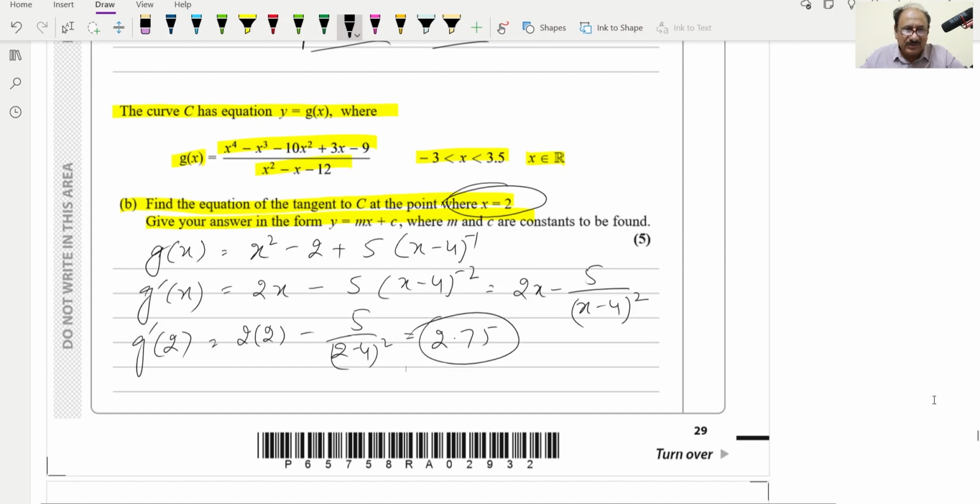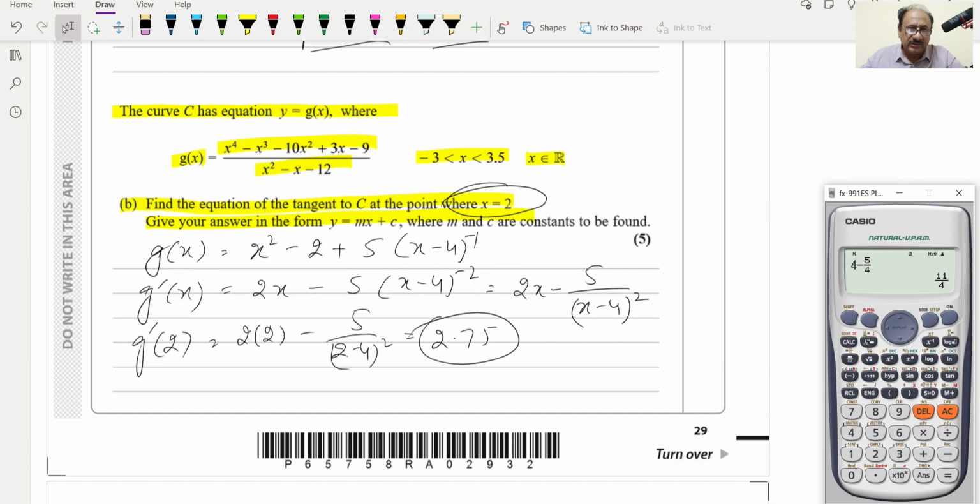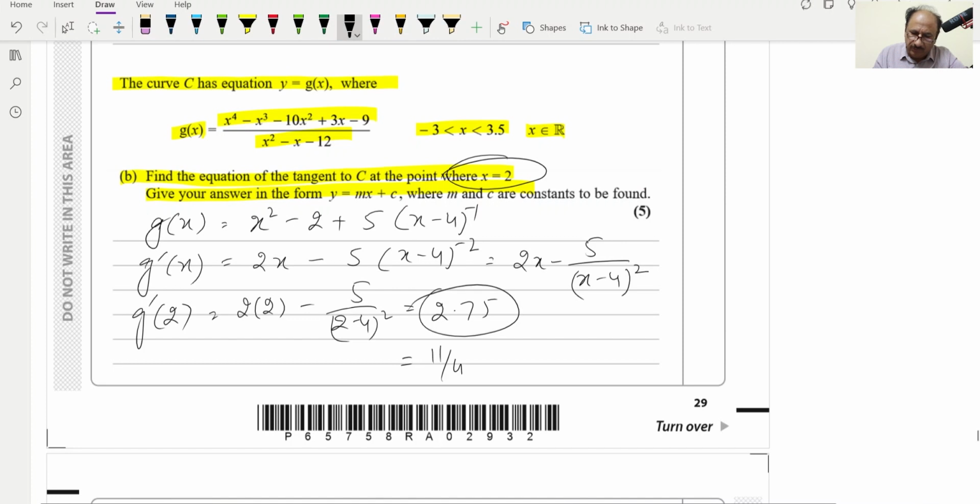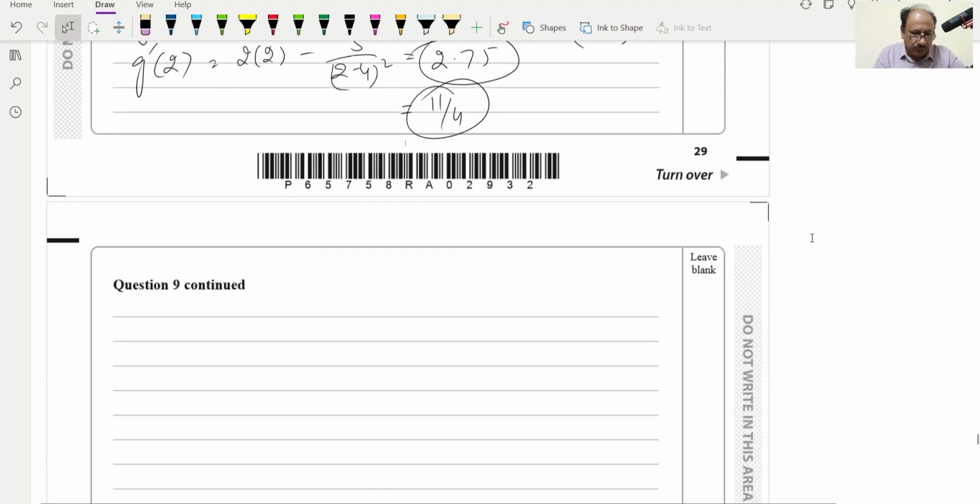Now using this gradient, which is 2.75, or in fraction it is 11 by 4, we can use 11 by 4. So the gradient is equal to 11 by 4.